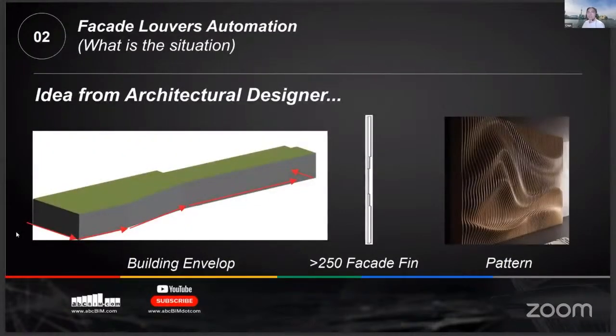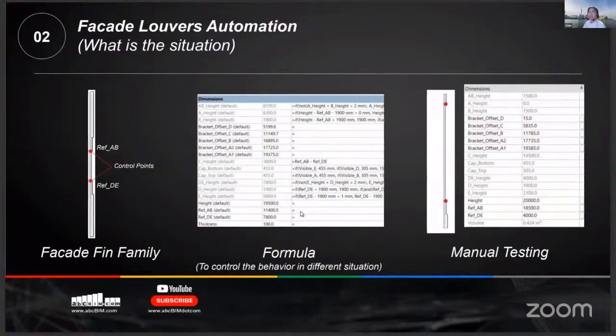So, okay, this is the building envelope. This facade fin is going to be placed like this, and at the back here, the pattern of the facade fins is going to be like a waveform. I'm going to explain it to you shortly. Because it needs to take QTO, which means the quantity, I need to treat the facade fins. So the facade fins family is going to be controlled by formula. There's a lot of formula, but that doesn't matter. You just need to know this is controlled by reference AB, which is here, and DE, which is here.